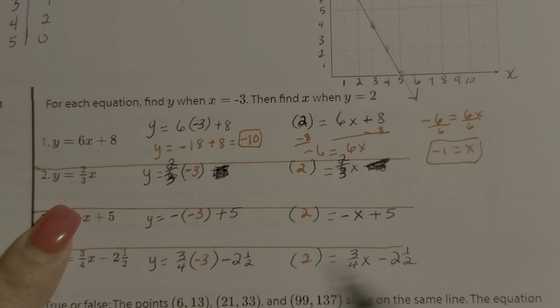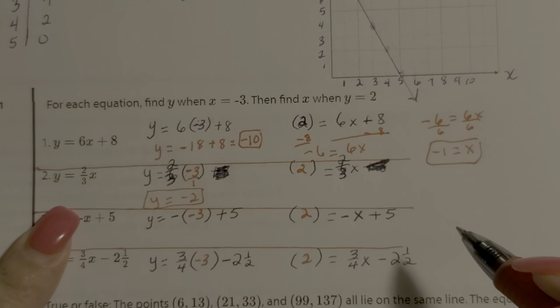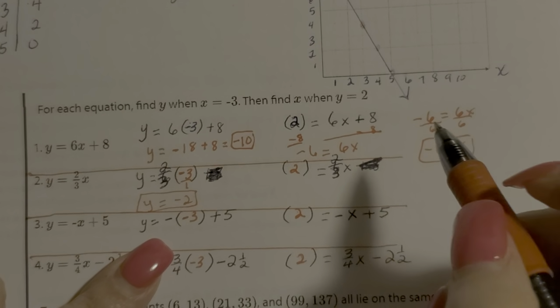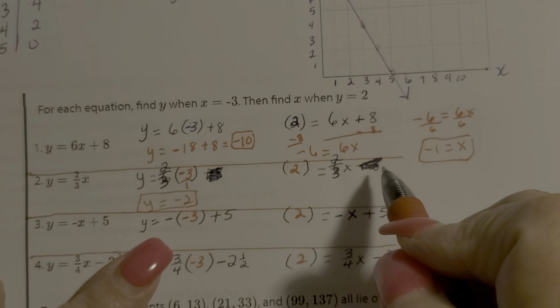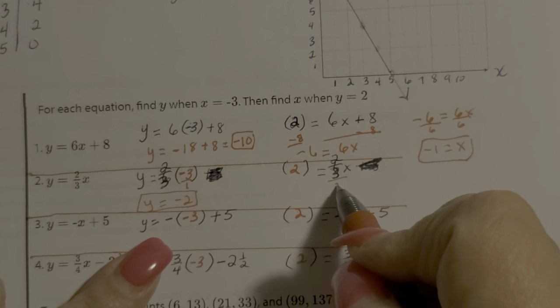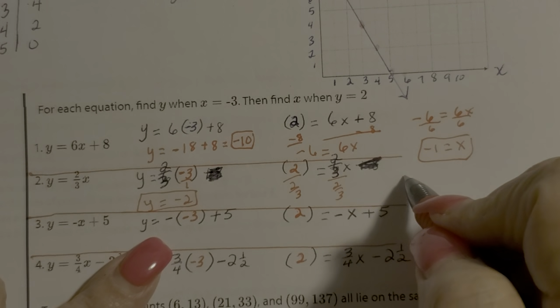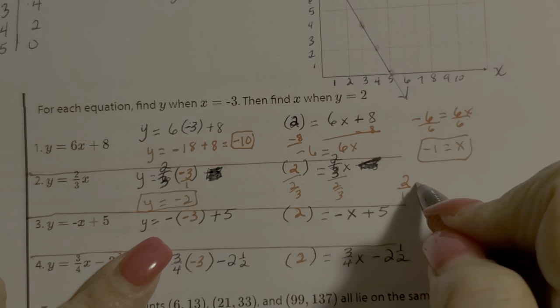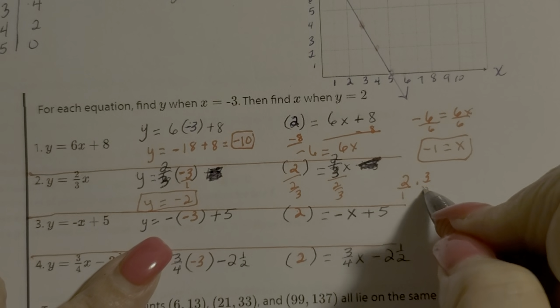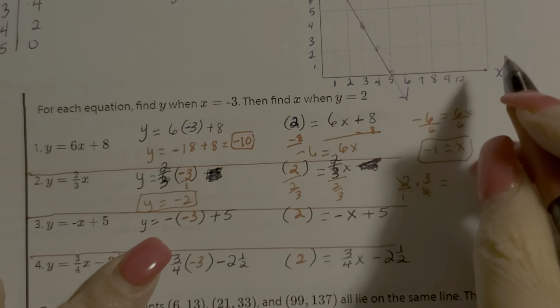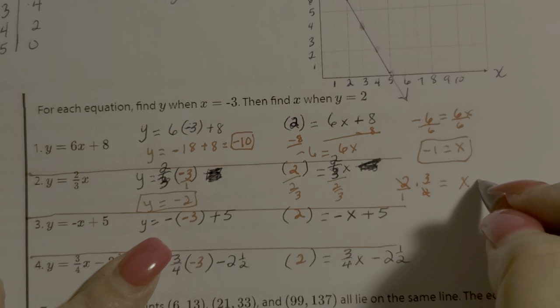When I multiply 2/3 times negative 3 over 1, that's going to give me y equals negative 2. Boom, done. Over here, if we divide both sides by 2/3, it's the same as multiplying 2 over 1 times 3 over 2. My 2's cancel, which leaves me x equal to 3.